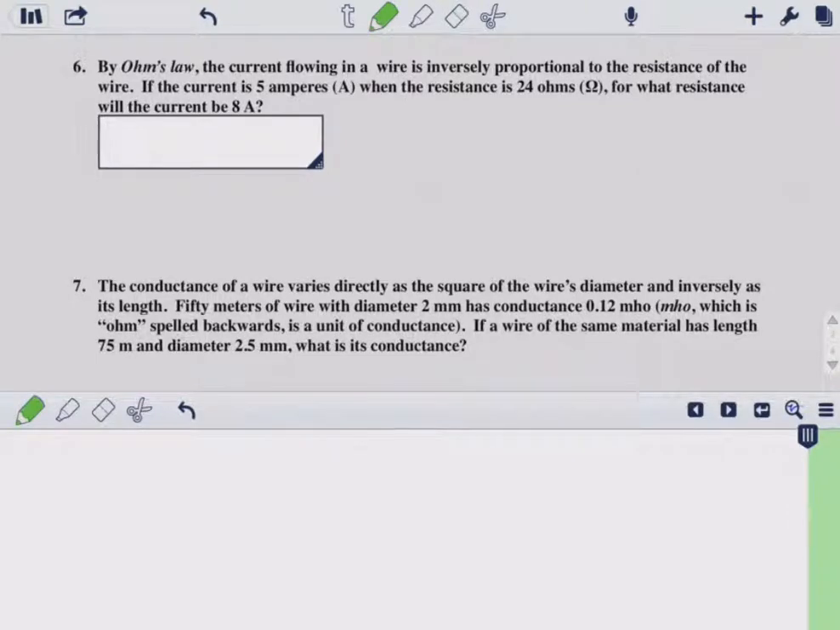Okay, this is page 2 of your review for Unit 8. We're still dealing with direct variation, inverse variation, joint variation, and so on. So let's start on page 2.